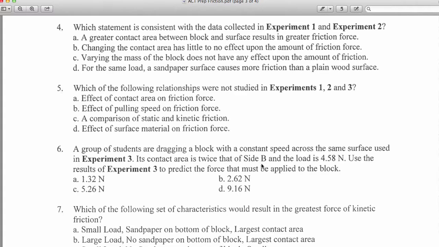Number 5. Which of the following relationships were not studied in Experiments 1, 2, and 3? A. Effect of contact area on friction. B. Effect of pulling speed on friction force. C. A comparison of static and kinetic friction. Or D. Effect of surface material on friction force.